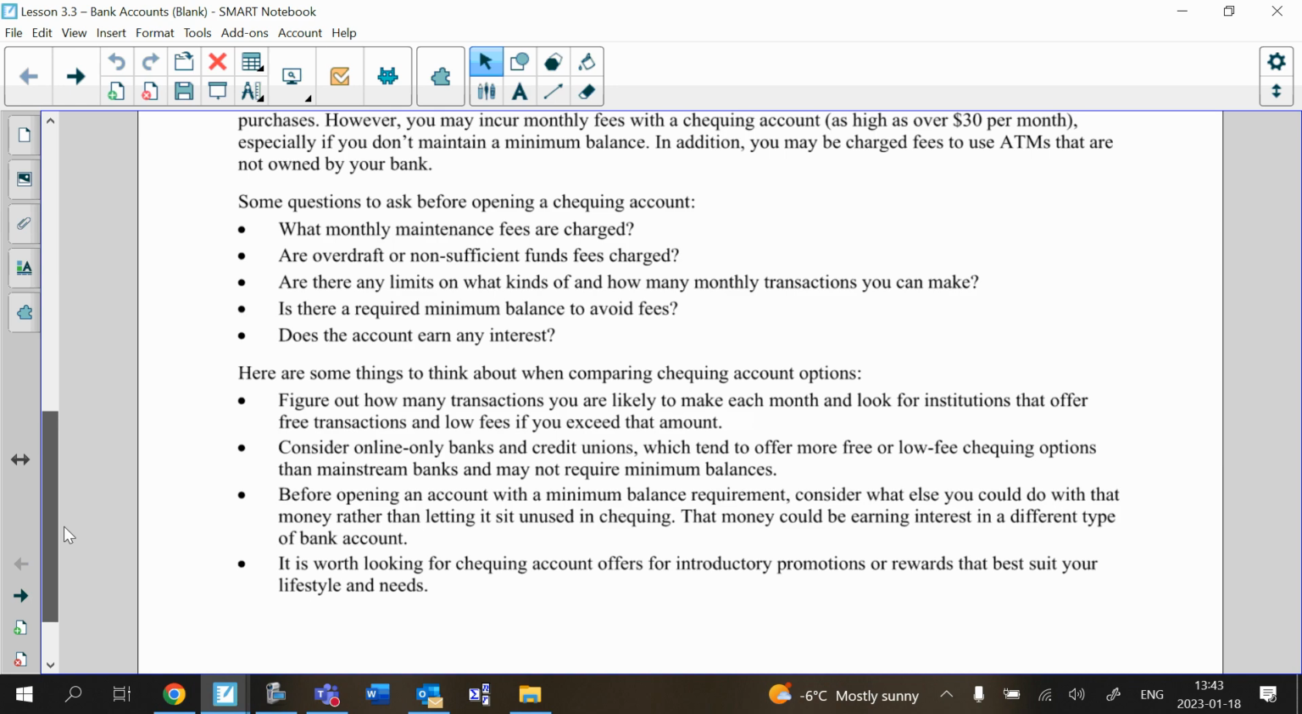Because, on average, how many times do you guys use your debit card in a day? 4 or 5. I'm about the same, around 4 or 5. Like I don't even carry cash anymore. I just use a debit card.